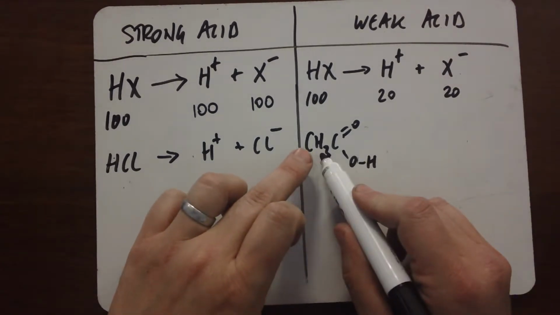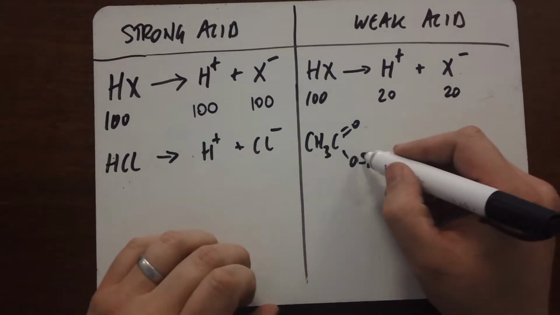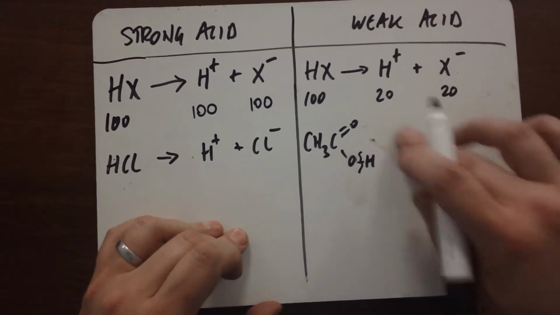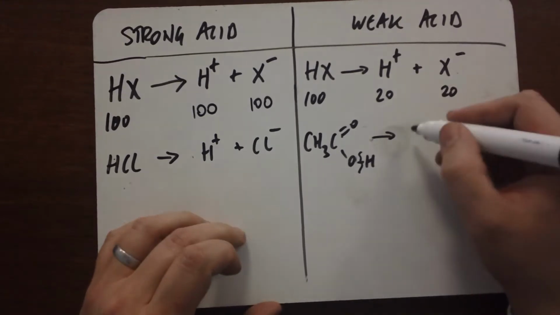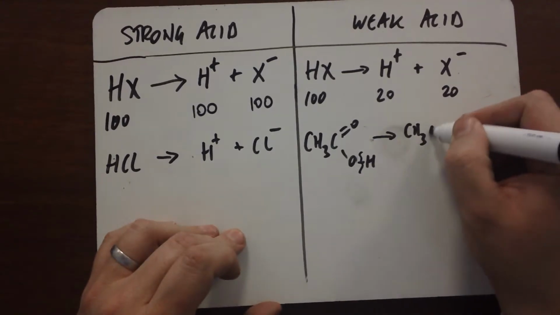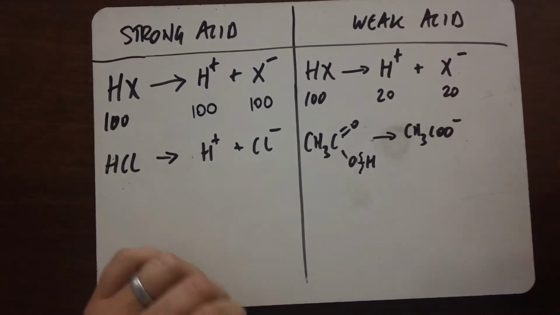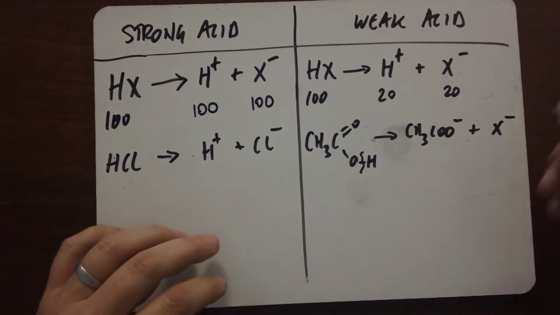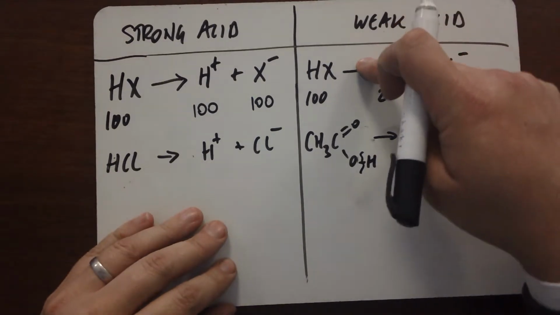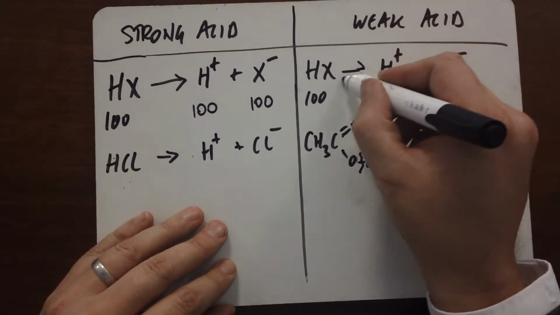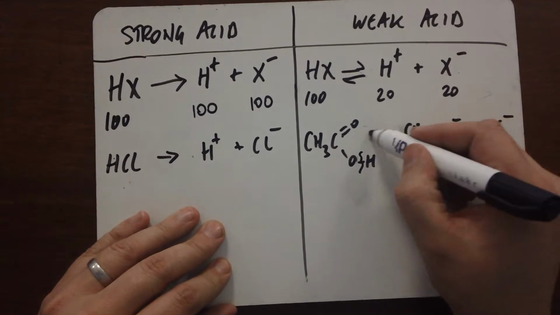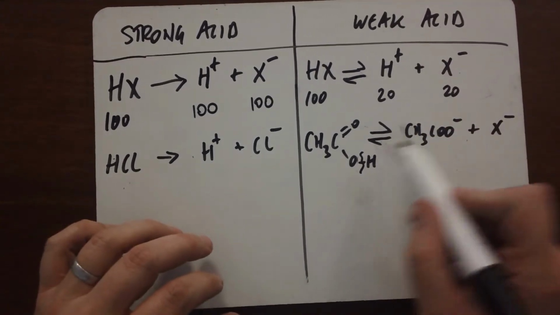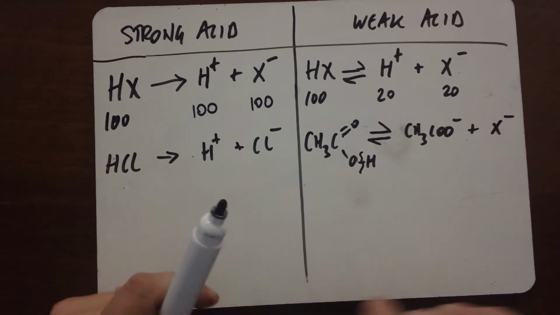These are never lost. They're just too strongly held onto. This is the bond that breaks, and what you form is CH3COO- and an X-. Now, as well as that, it's also a reversible reaction, so we should have a double-headed arrow here and a double-headed arrow here.